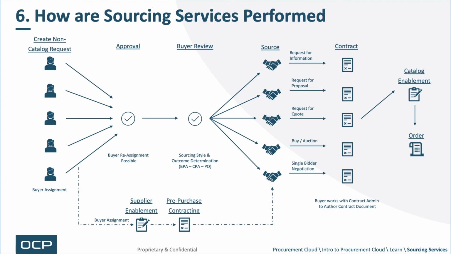One last thing, just want to make sure that it's not unclear on this slide, that sourcing may start with a request for information, which 99% leads to a request for proposal because it's undefined. I just don't mean to indicate that an RFI goes into a contract as it kind of looks like here. It's just a general push of buyer review to source to contract to catalog to order.